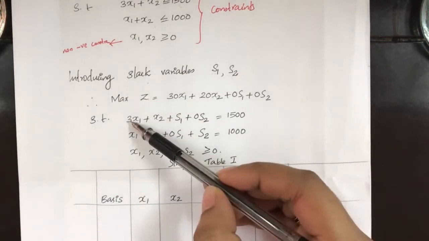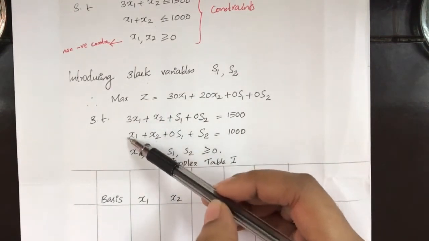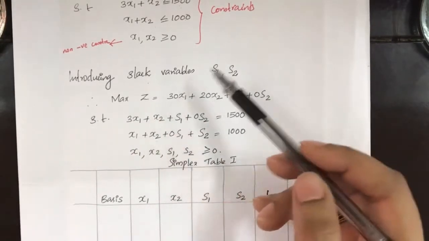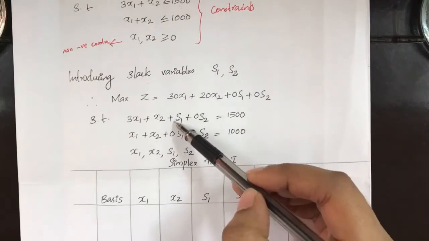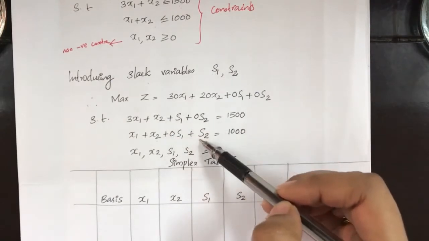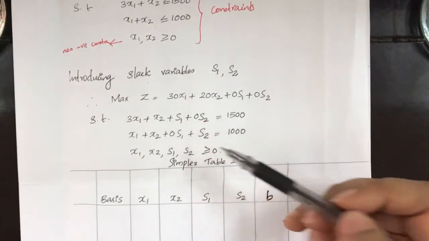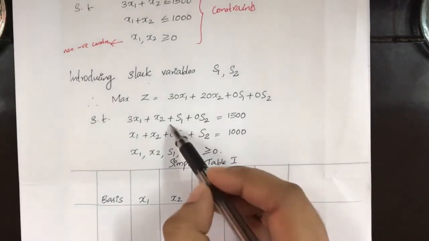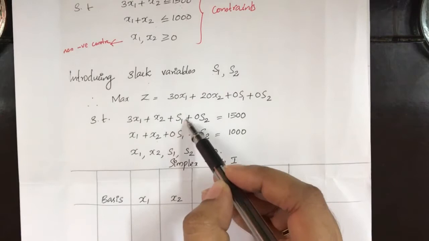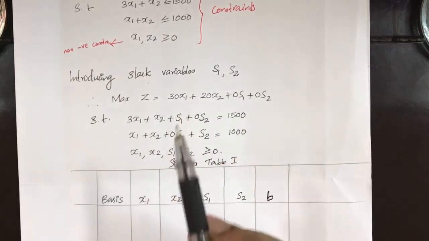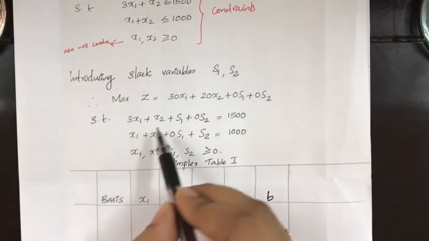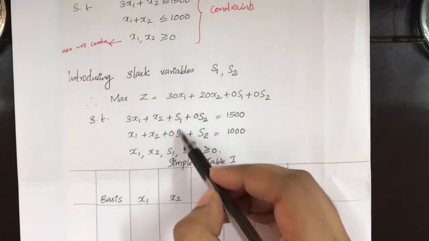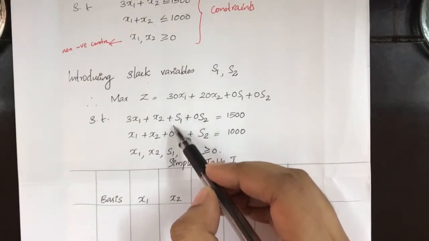Every time the basis means it should have a unit vector in the equation. Look at the coefficients of x1, 3, 1. That is not a unit vector. x2, 1, 1. That is not a unit vector. 1, 0, 0, 1. These are the unit vectors, which means the coefficient of that element has unit value 1 in that row, and all other rows have 0.